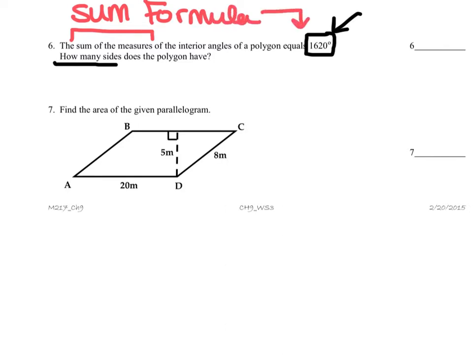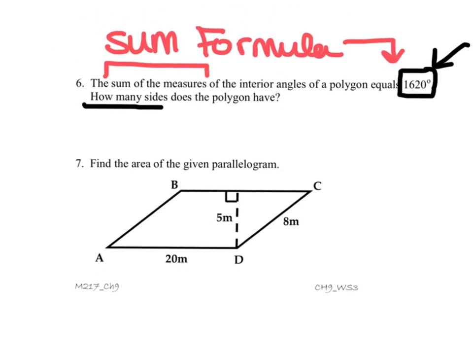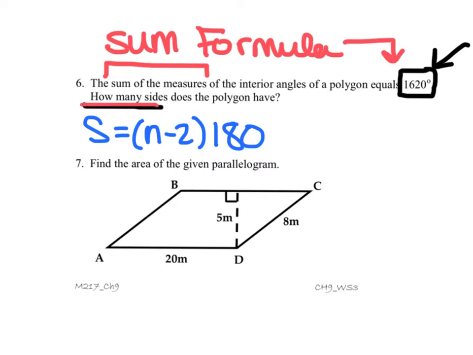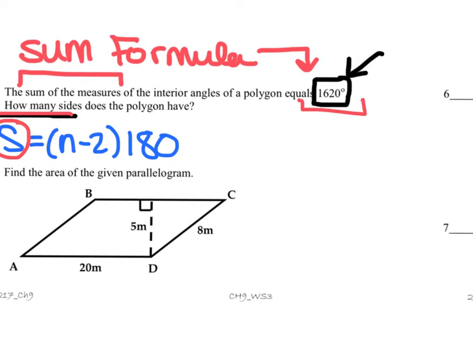Okay, so we've got to memorize our formulas, and we should remember that our sum formula is the sum equals n minus 2 times 180. I don't know what n is, that's what I'm looking for, because I'm looking for the number of sides, but I know that the sum is 1,620, and I'm going to plug that in for s. So I'm basically just taking 1,620 and setting it equal to the formula: 1620 equals n minus 2 times 180.